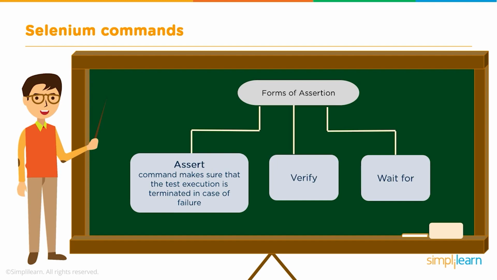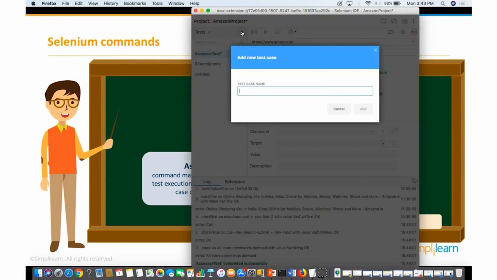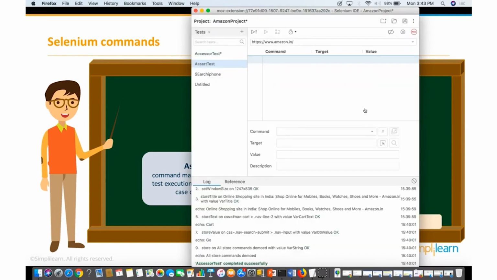So let's see all these things in action. Let's go back to our IDE. We will create another test case here. I'll say assert test. Now for this, what's the example we can take? First for assert title, let's do the assert title on Amazon itself, and let's change the same test case to verify and see how this test case behaves.